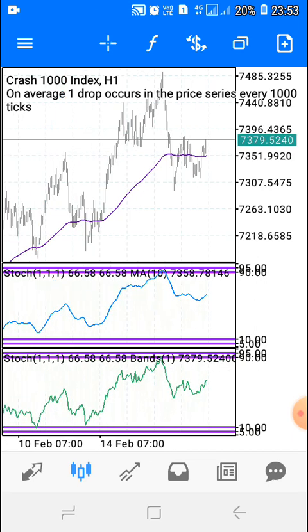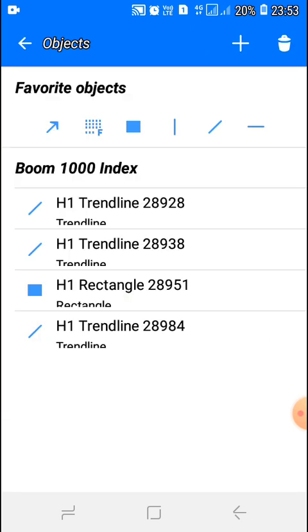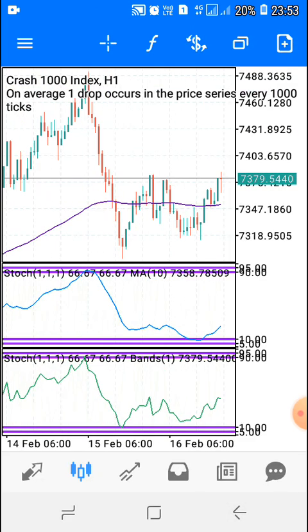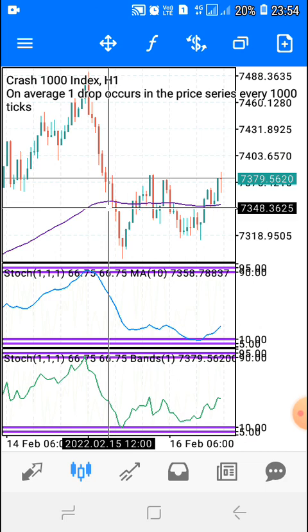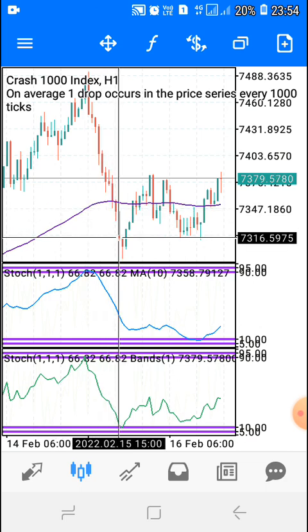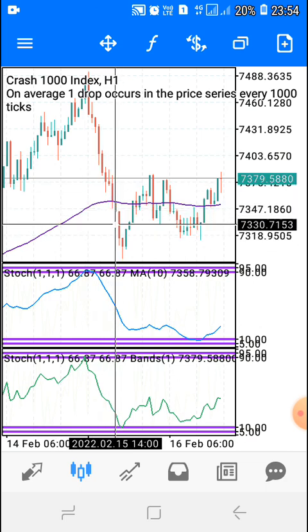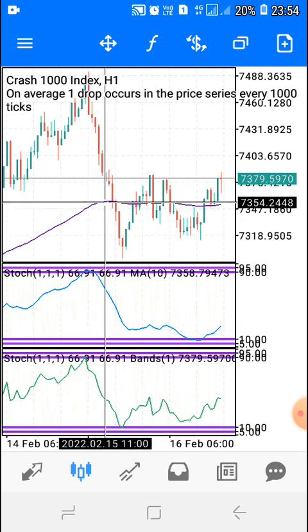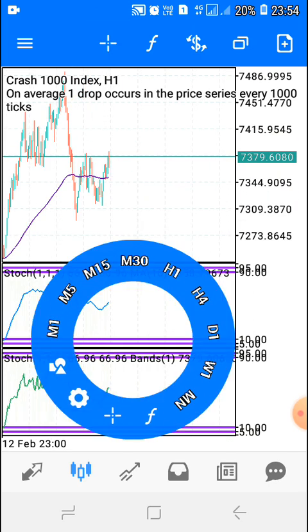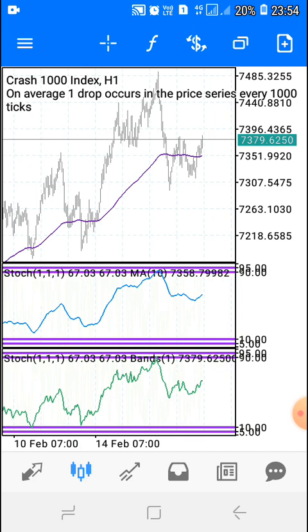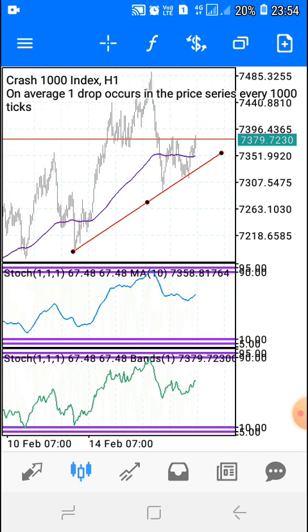Okay, so check this out. We can see over here that Crash 1000 decided to break below the moving average. Now, I told you guys, if it breaks below the moving average, you are supposed to take an entry. But what I also told you is that if it breaks below the moving average, you must draw a trend line, like this. We can actually see that there was no breakout.